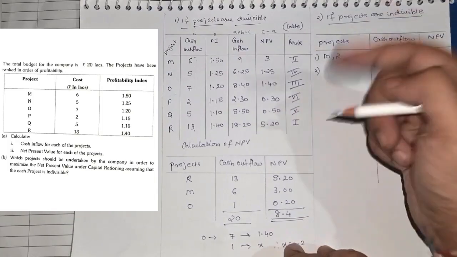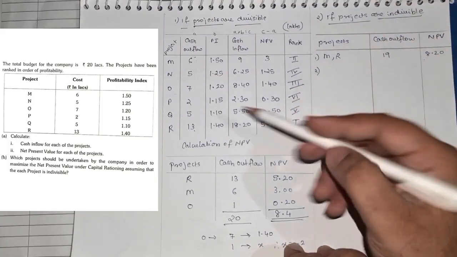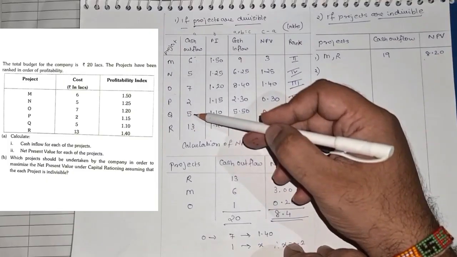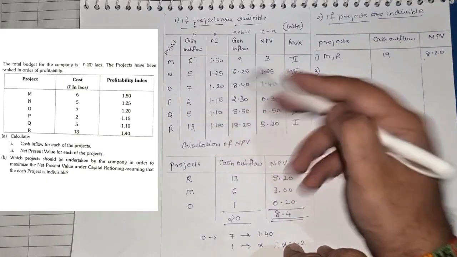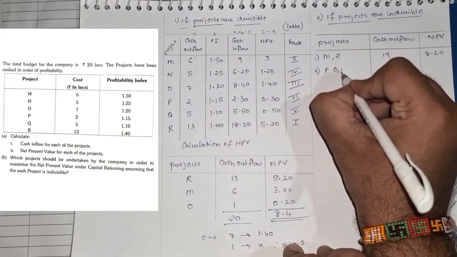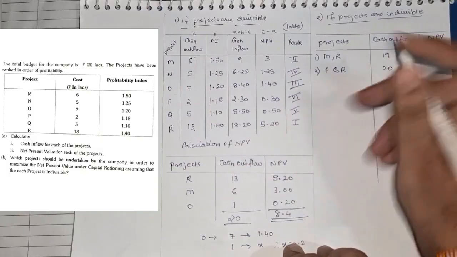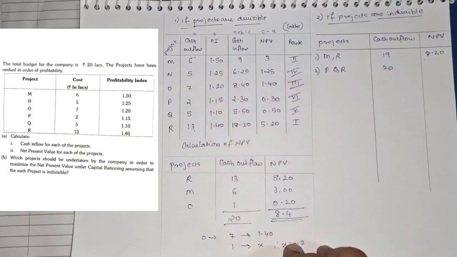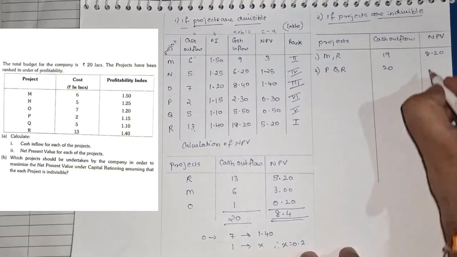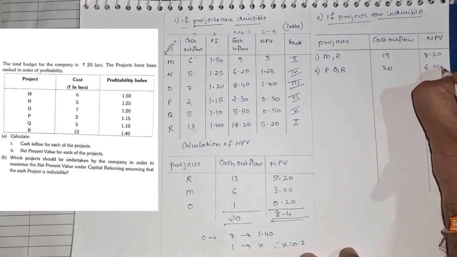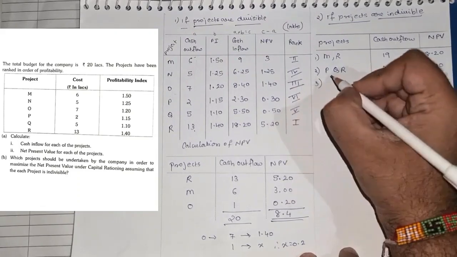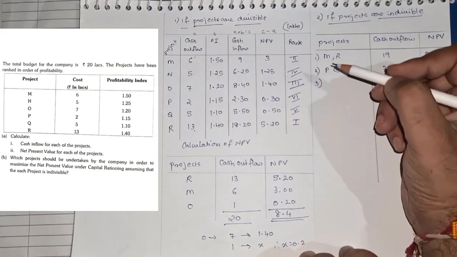Let us try with something else now. 13 plus 5 is 18, plus 2 is 20. So I can take P, Q and R, giving me 20 lakhs. The total NPV I can get is 5.2 plus 0.5 plus 0.3, so that will give you an NPV of 6.00. Next alternative, let us take another one.